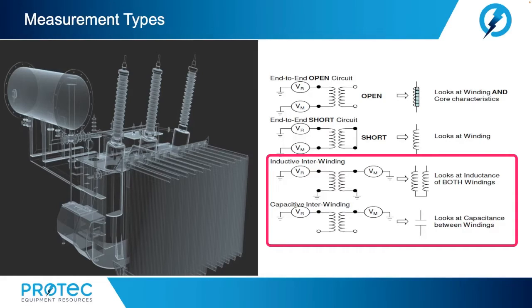Interwinding measurements are usually considered as optional tests, or tests for further investigation when open circuit and short circuit tests are inconclusive.